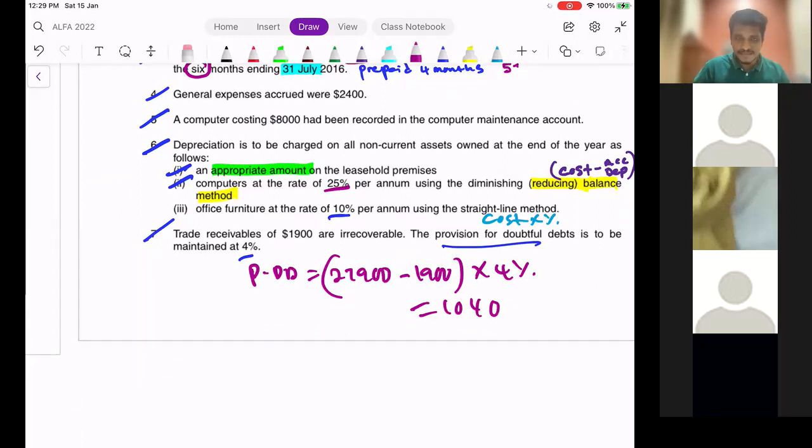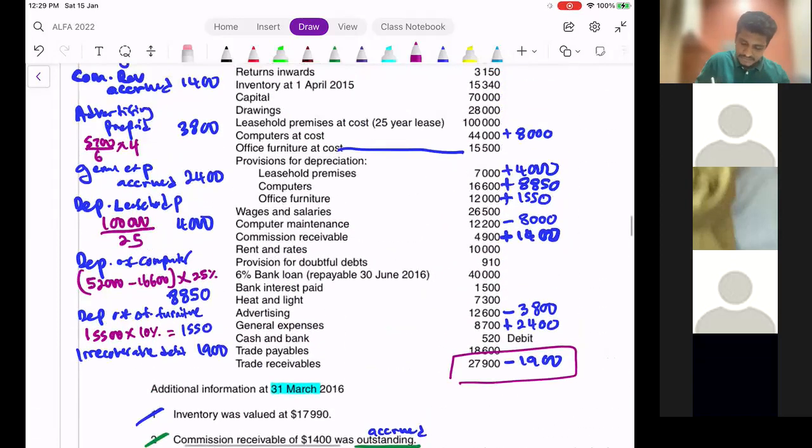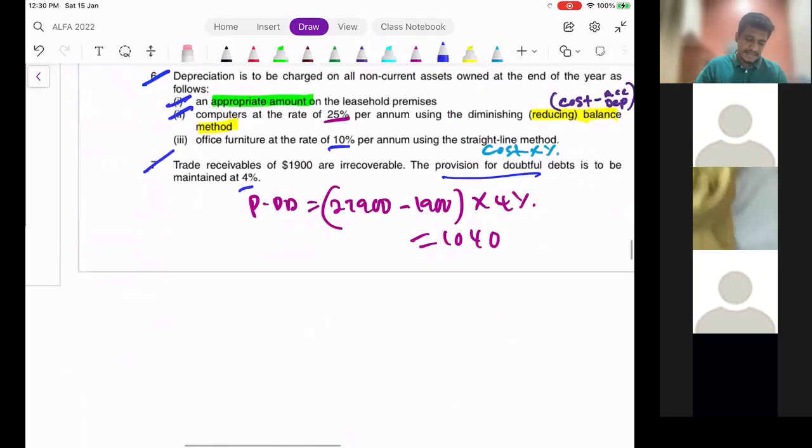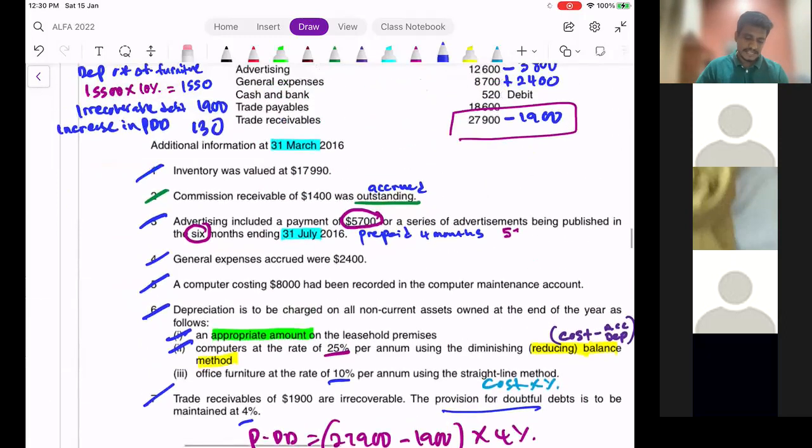Can you check how much is last year's provision for doubtful debt? Last year's provision for doubtful debt, we check from here. Last year was 910. This year is 1,040. So increase or decrease? Increase by 130. So right here, increase in PDD 130. That's what you need to write. Increase by 130. I'm done with the last additional information. So actually we are done with all the additional information, all the adjustments, we call that.